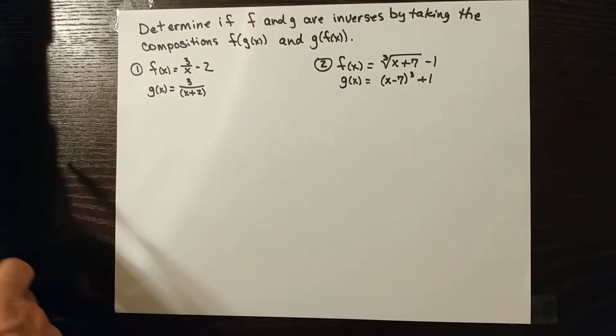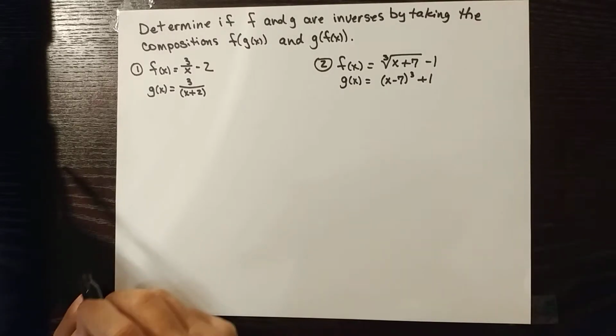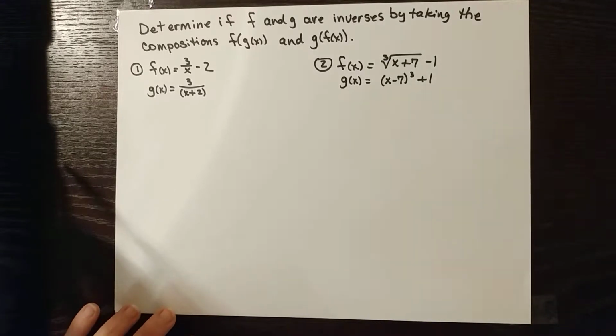Right, this video is about inverses. In this video we're going to determine if the given functions f and g are inverses by taking compositions. In the first example, f of x is 3 over x minus 2, and g of x is 3 over x plus 2.